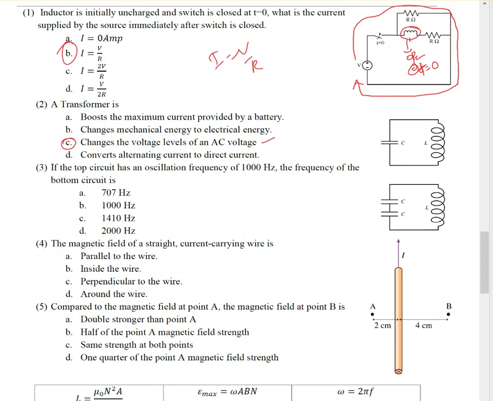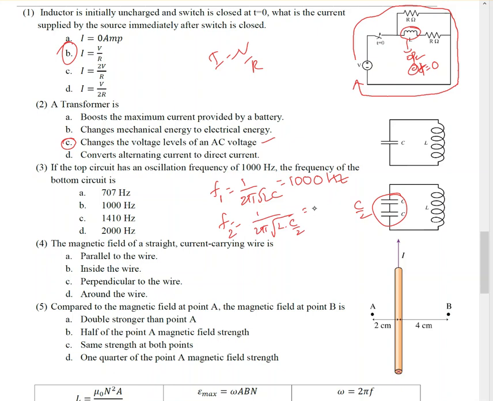Now next one, if the top circuit has an oscillation frequency of 1000 Hz, what is the frequency of the bottom circuit? So the frequency of oscillations is basically f equal to 1 over 2 pi square root of LC. That value is given as 1000 hertz. Okay, here these two capacitors are in series. When they're in series, the total capacitance is C by 2. Okay, so in the second circuit, let me take that as F1, F2 equal to 1 over 2 pi square root of L times C by 2.